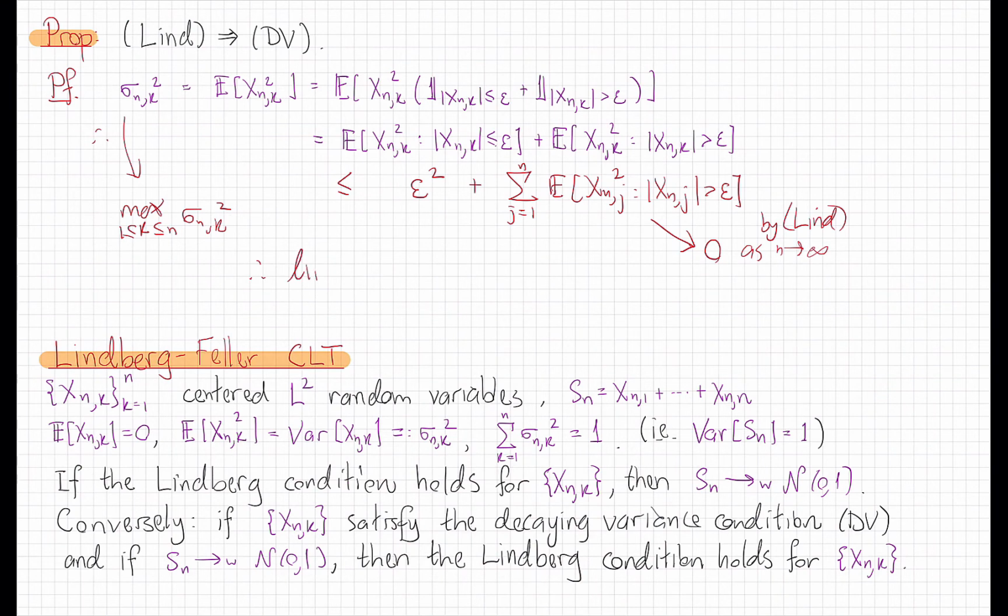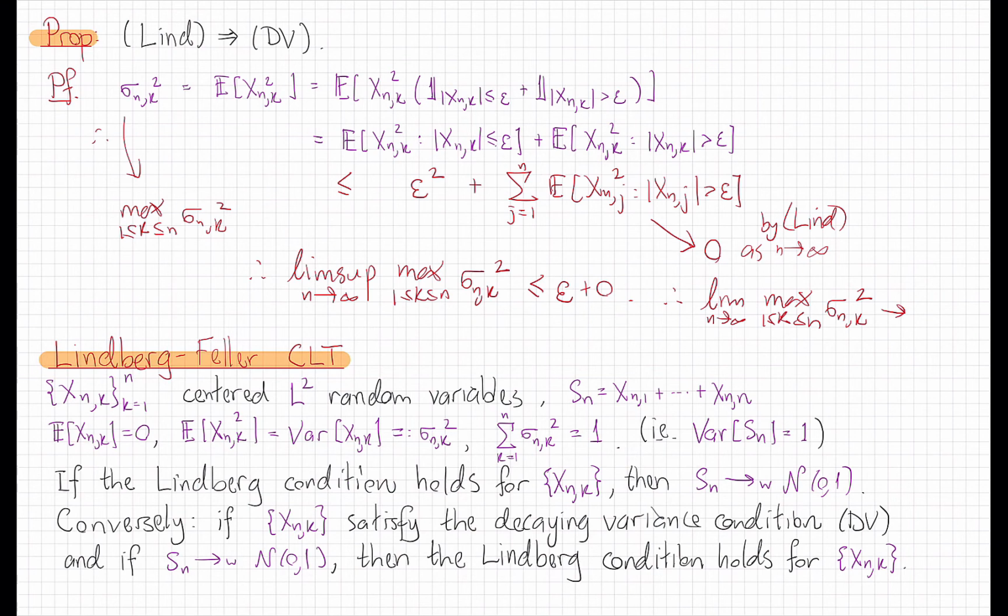It follows that the lim sup of the maximum over k of sigma n k squared is less than or equal to epsilon plus 0. And that's true for every epsilon positive, and so we can conclude, therefore, that the limit of the max variance across each row tends to 0 as the row number n goes to infinity, and that is exactly the decaying variance condition. So the Lindeberg condition is in fact stronger.